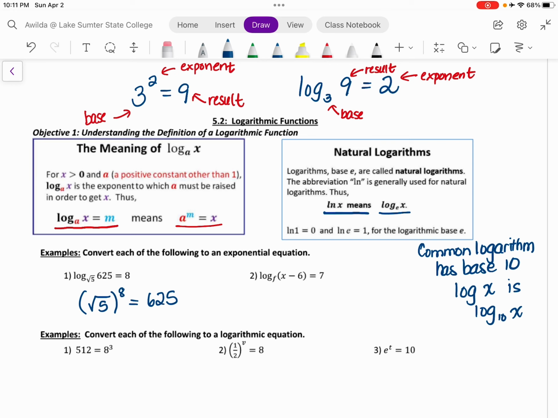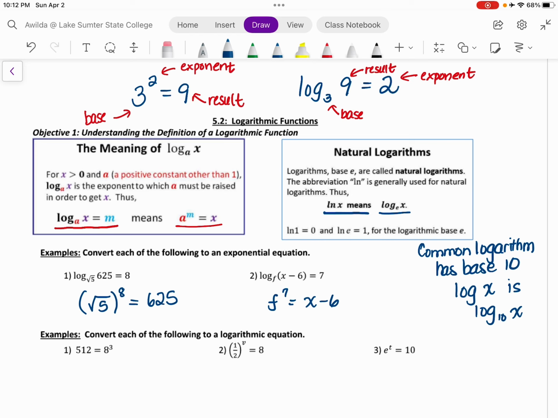You can use any scientific calculator to verify that when you take the square root of 5 and raise it to the 8th power, we get exactly 625. Next, we have logarithm base f of x minus 6 is equal to 7. The base is f, the exponent is 7, and the result is x minus 6.